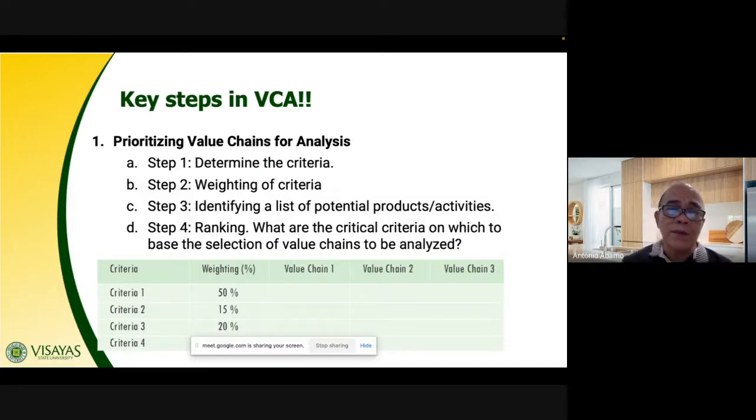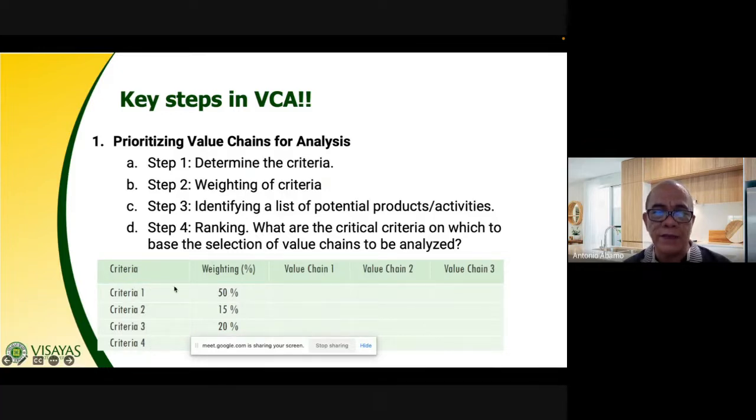So the first step in doing a value chain analysis is prioritizing value chain segments or criteria. In prioritizing, you have to determine the criteria for prioritization of the value chain, and then assign weights to each criterion. Number three, identify a list of potential products and services. And then number four, rank them according to priority as you evaluate each chain. So at this particular stage, you have criteria one, two, three, four.